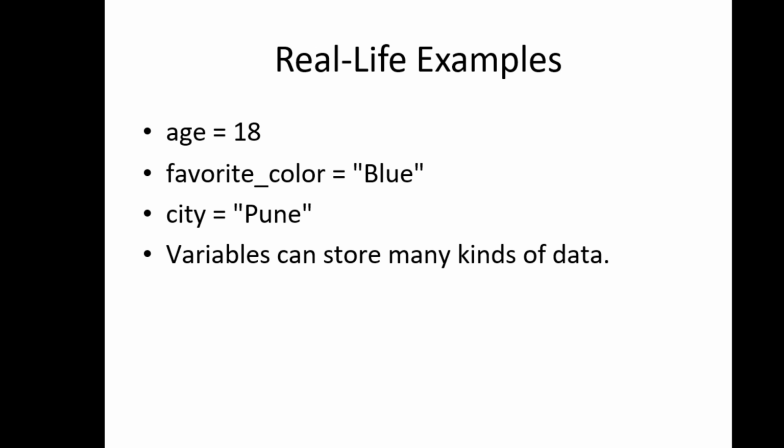Age is equal to 18. Favorite color is equal to blue. City is equal to Pune. Now here the variable age is holding a value 18. It is an integer value. Favorite color is a variable equal to blue. So blue is a string. That's why we have written it in quotation marks. City is equal to Pune. So Pune is a string. So that's why we have written it in quotation marks.